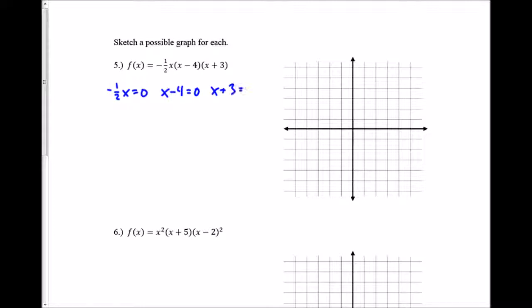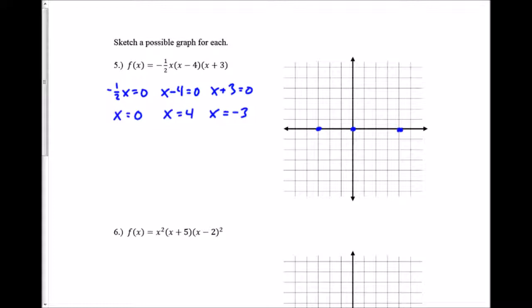Finding the x-intercepts. Here I multiply each side by the -2. I find out that x equals 0. Here I add the 4, x equals 4. Here I subtract the 3, x equals -3. So these are my x-intercepts at -3, 0, and +4.